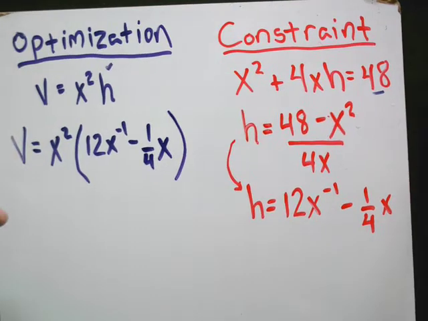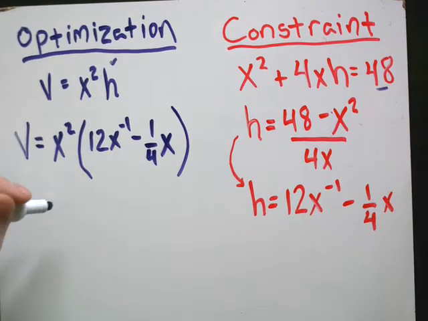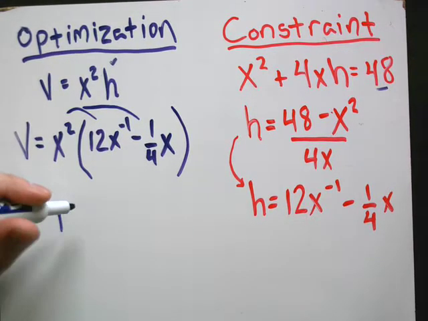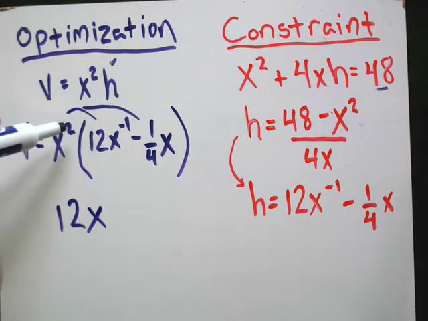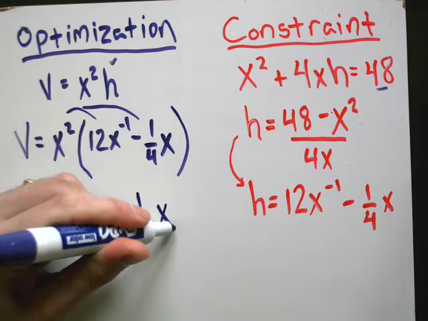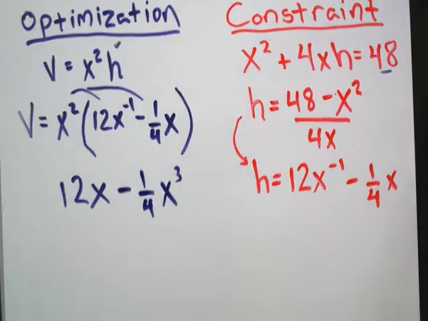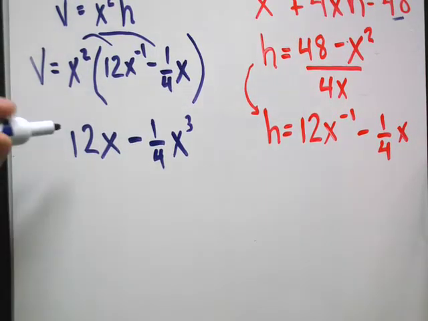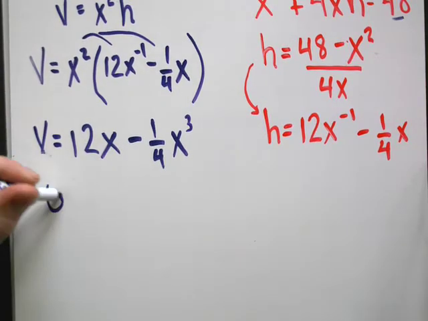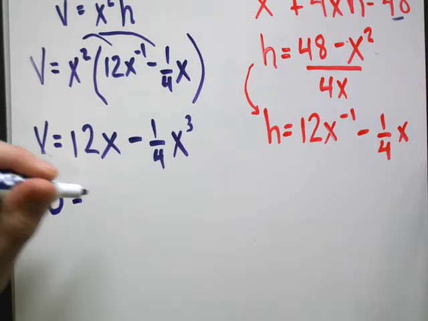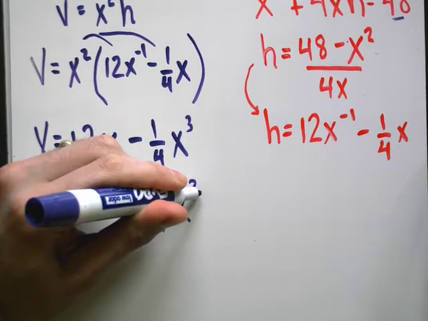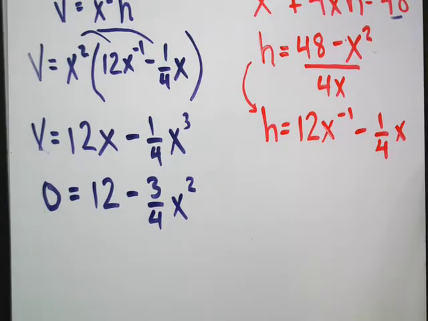So before we take the derivative and set it equal to 0, let's just simplify this, right? If I distribute this, I'm going to end up with 12x. Remember, I'm adding my exponents, so 2 minus 1 is 1, minus 1/4 x to the third. Okay? So that's volume. Let's find our critical points by setting our derivative equal to 0. So I'm going to say 0 is equal to 12 minus 3/4 x to the second. Again, I just took the derivative and set it equal to 0.